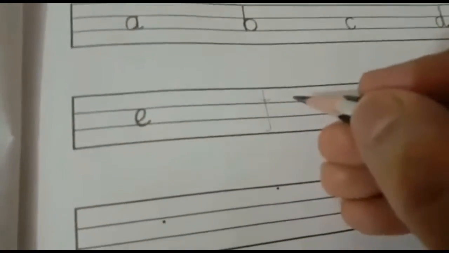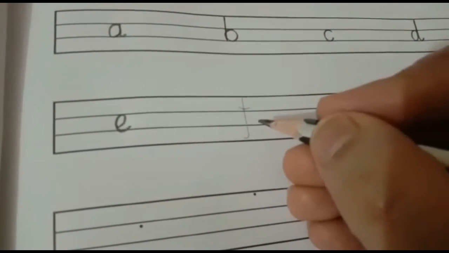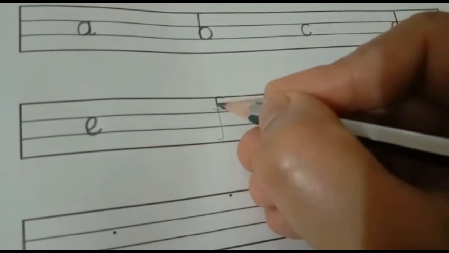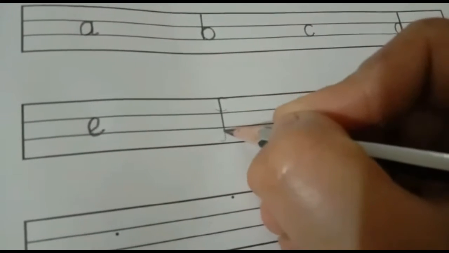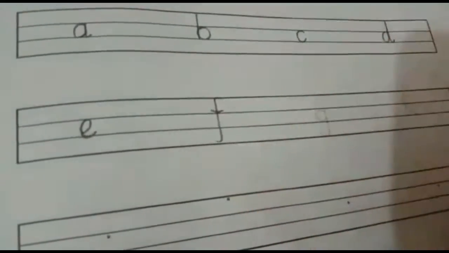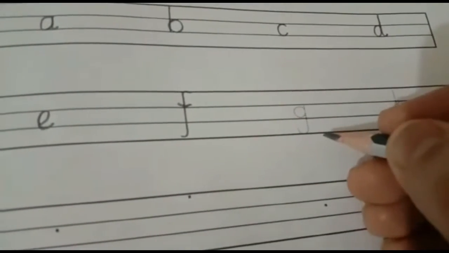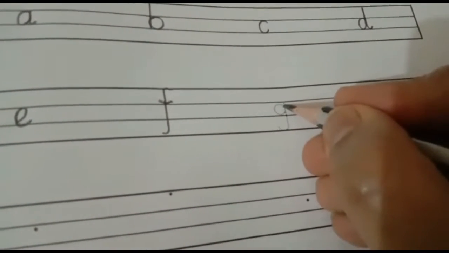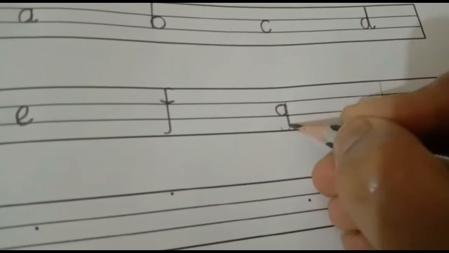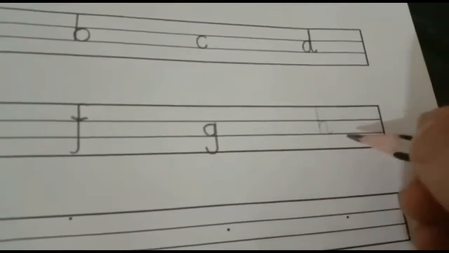What comes after letter E? Letter F. This is lowercase f and the sound of this letter is F. Now I will trace this letter like this. This is letter F, lowercase f, and it should be in 4 lines. What comes after letter F? Letter G. This is lowercase g and the sound of this letter is G, and it should be in lower 3 lines.